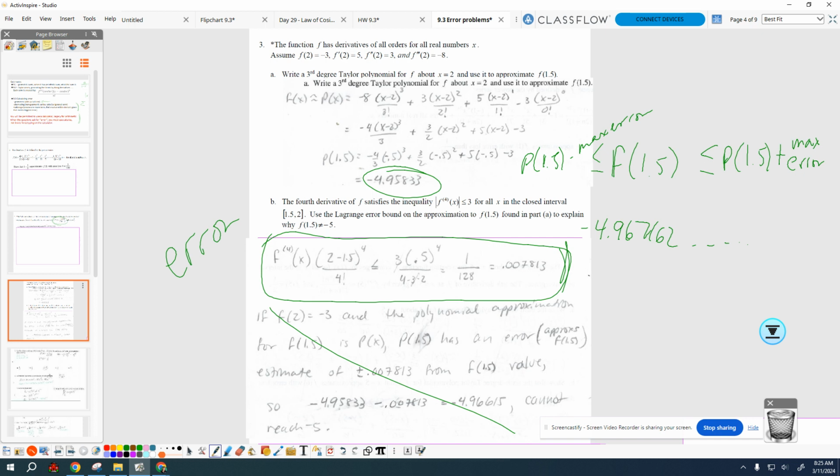Error equals A over 1 plus 3. So instead of doing all this, you wrote the exact value, we can just subtract.